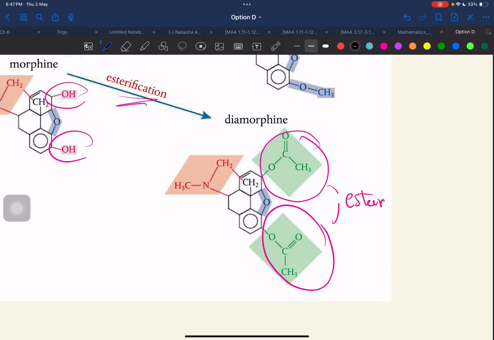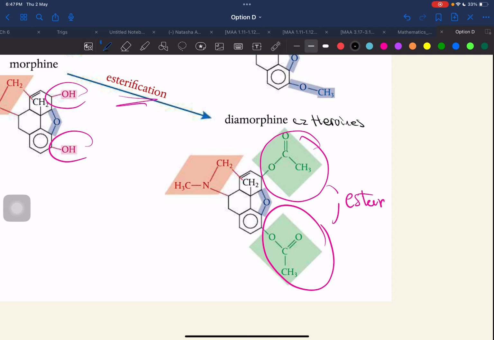And as a result of esterification, diamorphine, also known as heroin, has increased side effects. So diamorphine has a much greater potency than morphine, reaching the brain cells faster and in higher concentration.